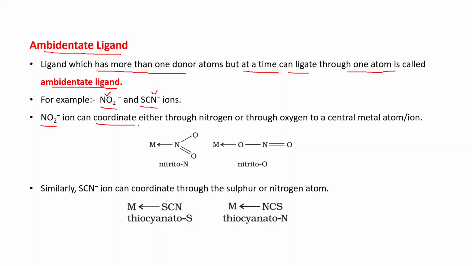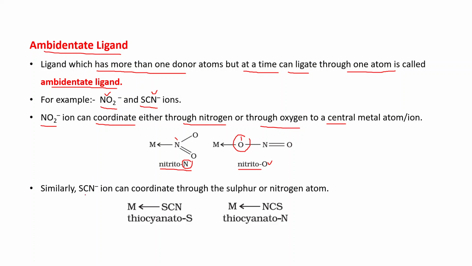NO2- ion can coordinate either through nitrogen or through oxygen to a central metal atom or ion. For example, if this coordinates through this nitrogen, then this is written as Ni2N. Okay, this N is the donor atom in case of NO2 minus. In the same way, if it coordinates through this oxygen, then this is known as Ni2O. Okay, this O refers to this oxygen which coordinates to the metal atom or ion.